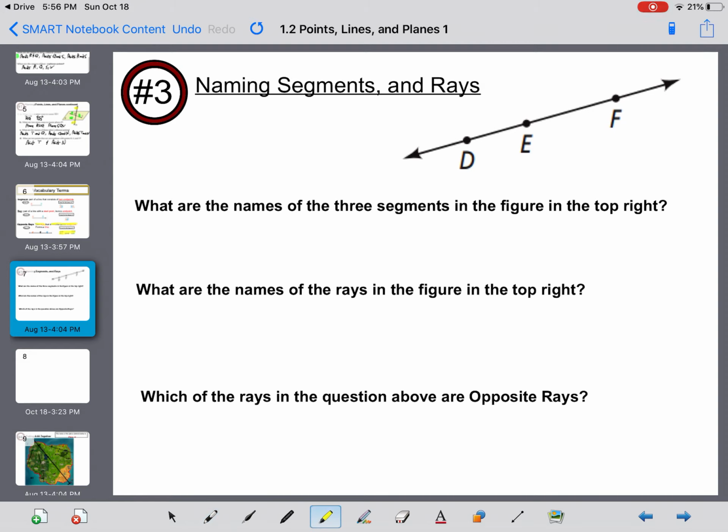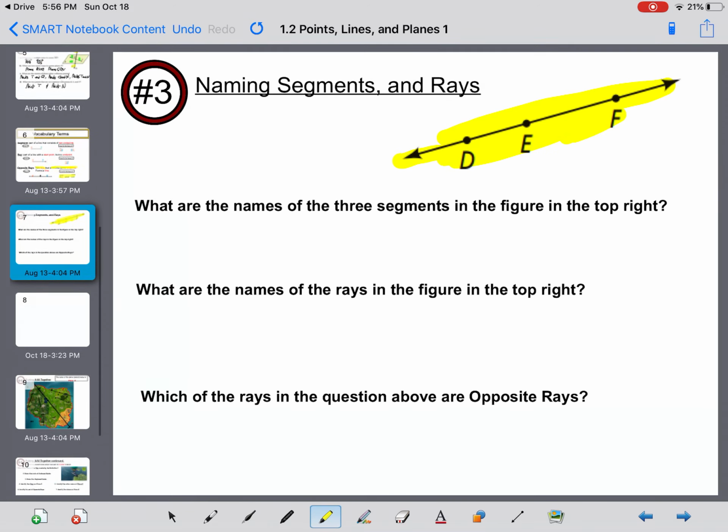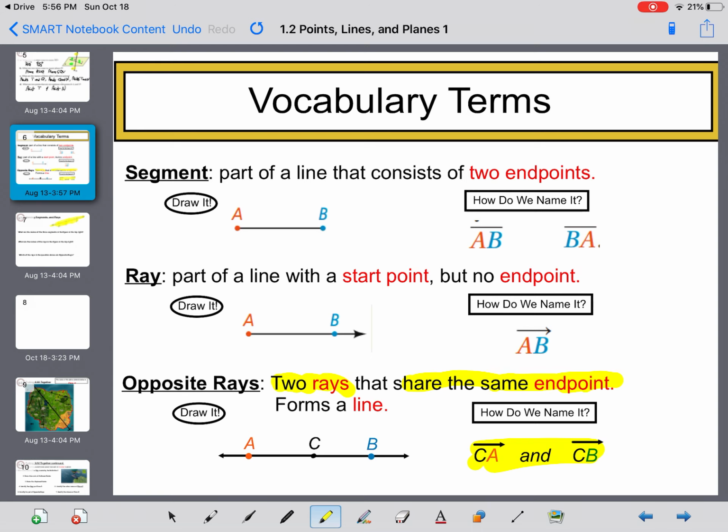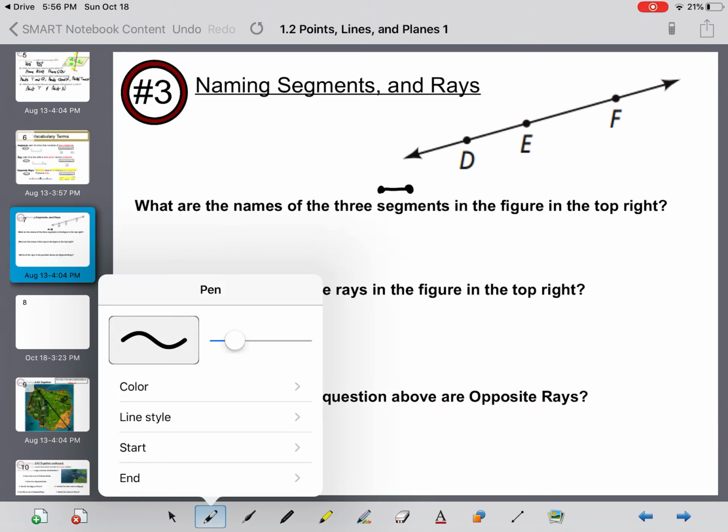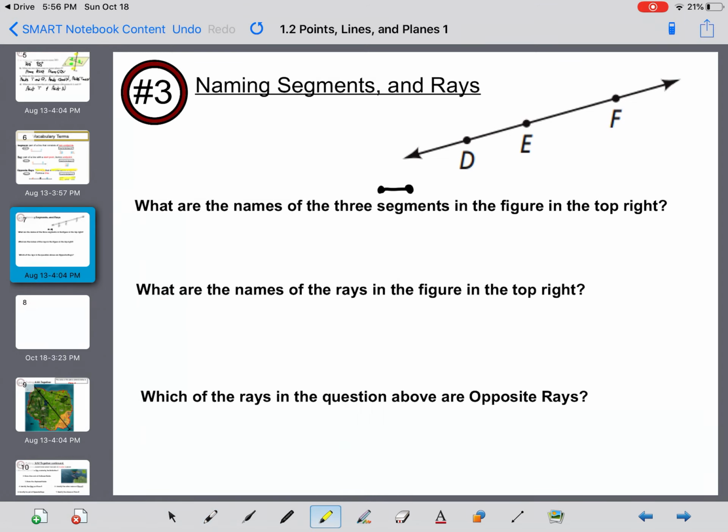Okay, so we have a new example right here. And this is exactly what we just looked at. It's an example of opposite rays. What are the names of the three segments in the figure in the top right? Well, remember, segments, they end with distinct endpoints. No arrows, no continuations. So the first segment or line segment I see is DE. So remember, you write it D, E, and you put a line above with no arrows.